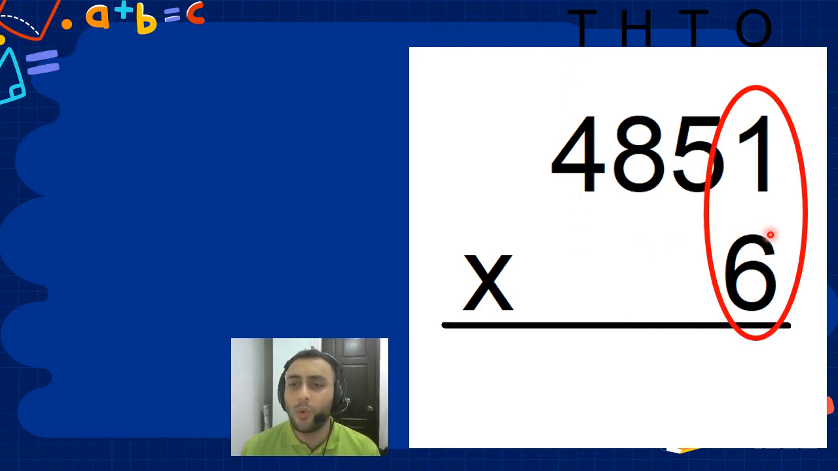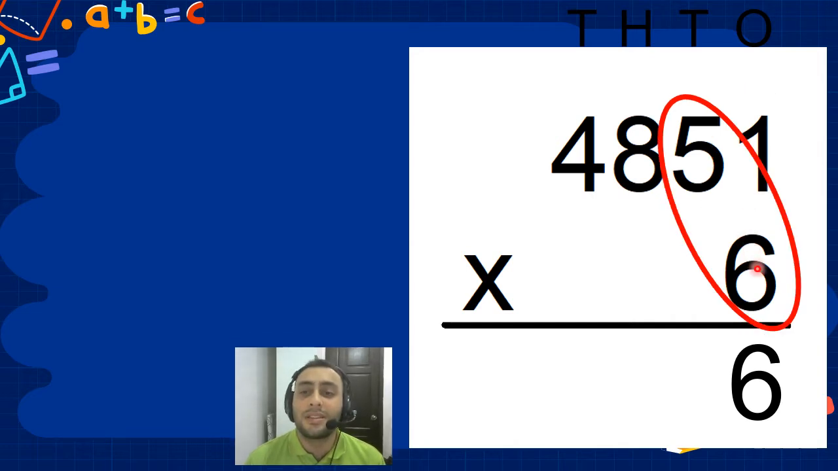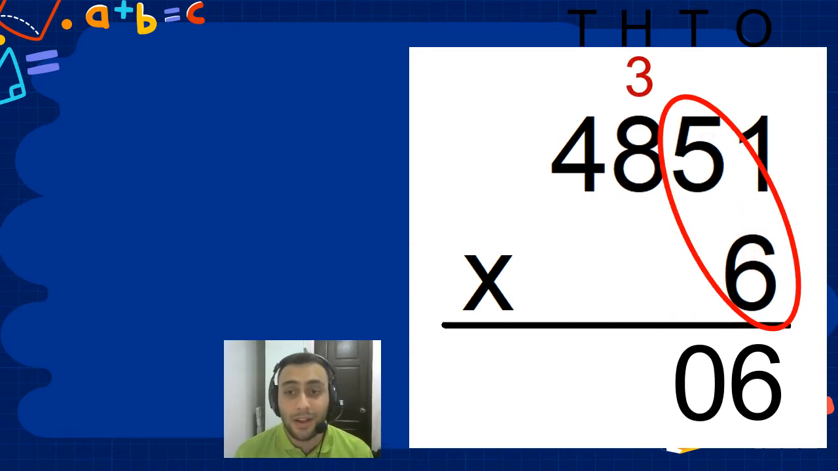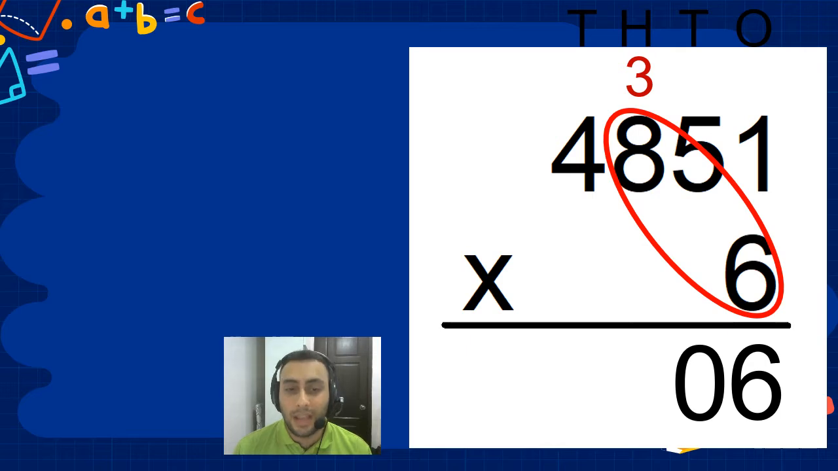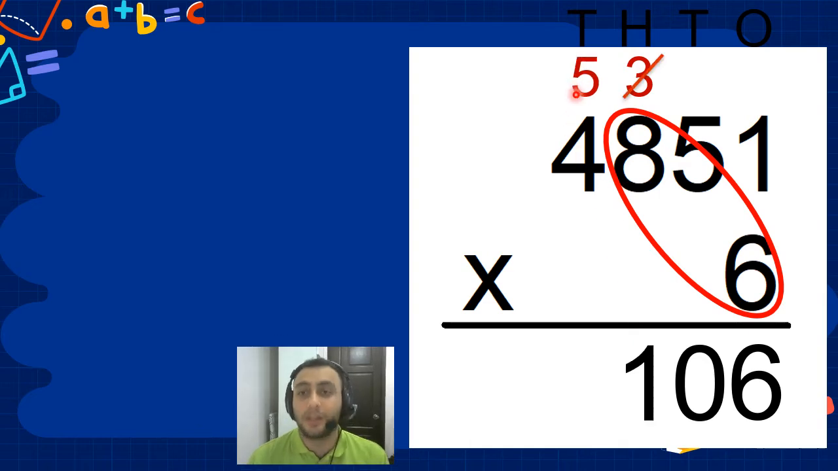So, firstly, we start with 6 times 1. 6 times 1 is easy. It's 6, right? Next, we go to 6 times 5. 6 times 5 is 30. So we put the 0 here and we carry the 3 to the hundreds up here. So next is 6 times 8. Now what is 6 times 8? It's 48, right? But we cannot write 48 here because we have a 3 here. 48 plus 3 is 51. We write the 1 here and carry the 5 up here like this.